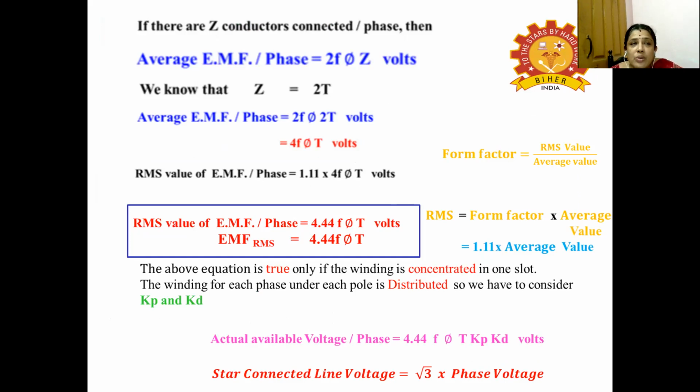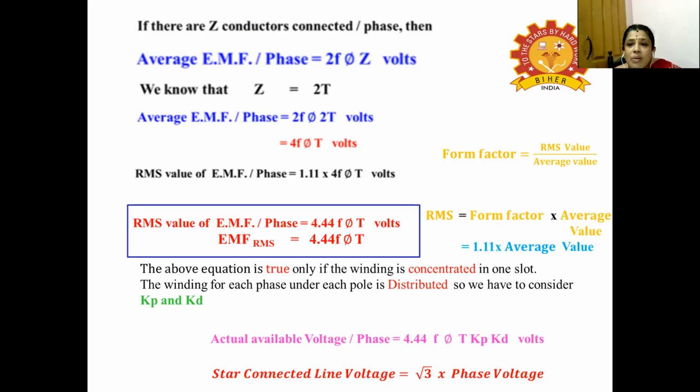We always know that one turn will consist of two conductors. So Z is equal to 2T. So average EMF per phase is equal to 2f phi into 2T. So 2 into 2 will give 4. So 4f phi T volts. RMS value of the EMF per phase is equal to 1.11 into 4 into f into phi into T volts.